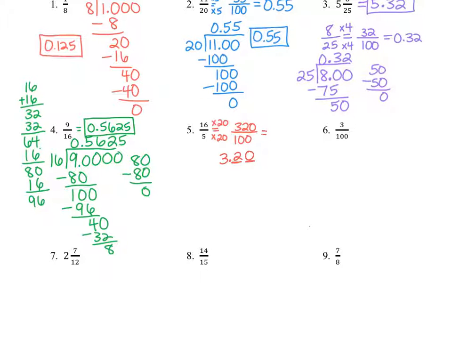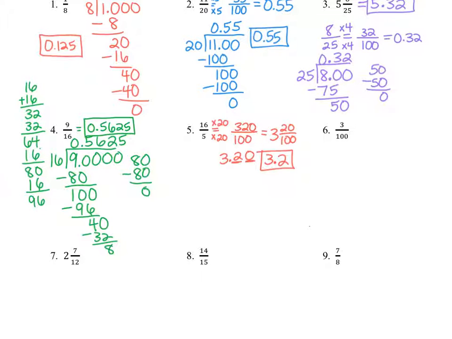How many times does 100 go in evenly to 320? That would be 3 times, and you're left with 20. So 3 and 20 hundredths. And again, that is what I have written right here, 3 and 20 hundredths. And we know we can just leave it as 3.2 because that 0 is unnecessary.